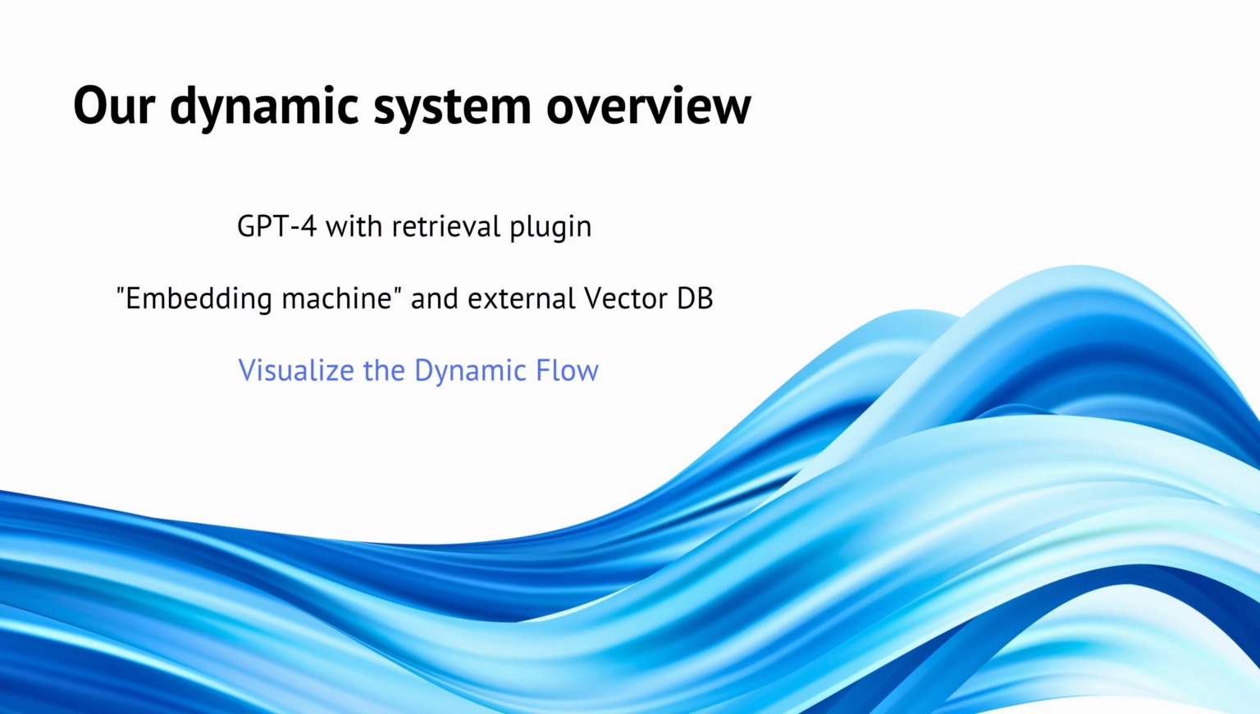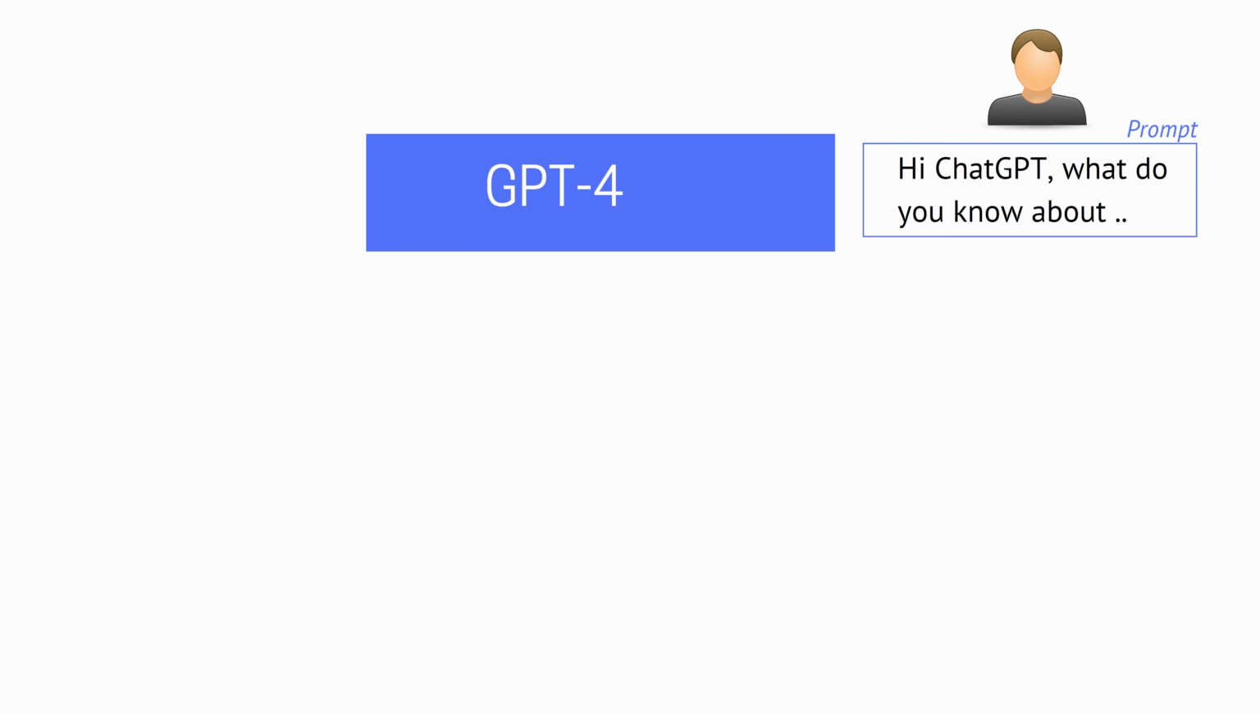So here we go. We start our dynamic system overview with GPT-4 and we focus on OpenAI's original Retrieval plugin. We're going to talk about the embedding machine and about an external vector database or a vector store. And I'm going to visualize the dynamic flow for you so that you clearly see what data moves between which element of the system. So let's start.